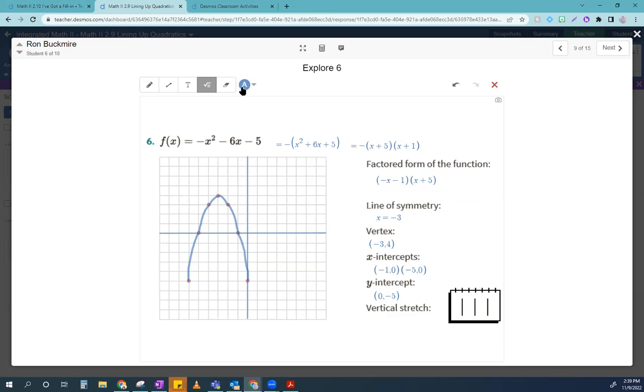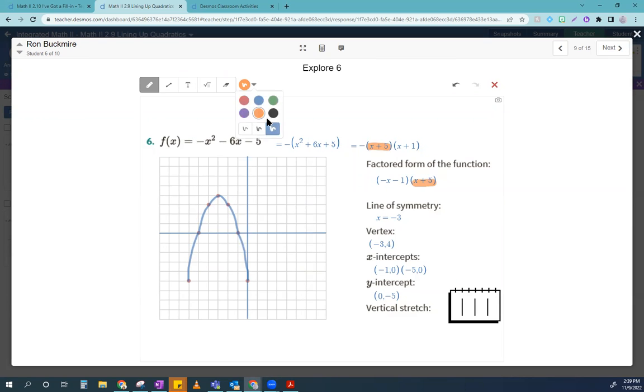So Miss Johnson, let me make it bigger. Can I make this bigger really quick? Yeah, let's make this bigger. Okay. So Miss Johnson, I see this x plus 5. It's the same as x plus 5. I see that.